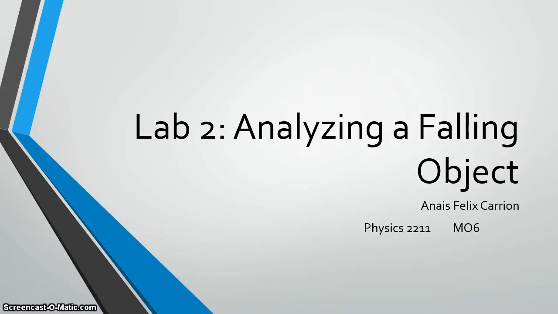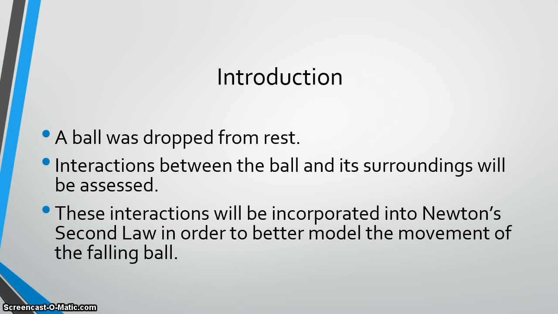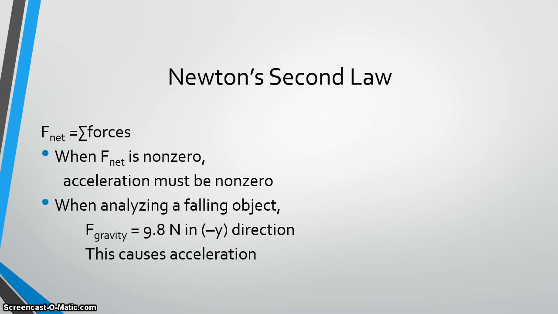In Lab 2, we analyzed the movement of a falling object. When a ball was dropped from rest, the interactions between the ball and its surroundings can be incorporated into Newton's second law to better model the movement using software. F_net equals the sum of the forces, which also equals mass times acceleration.